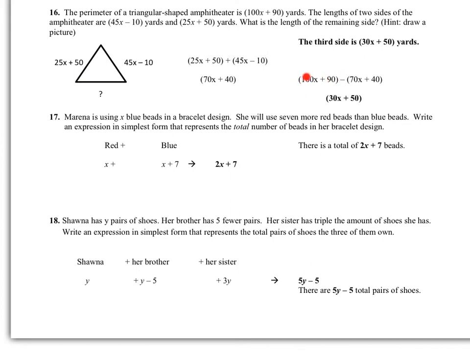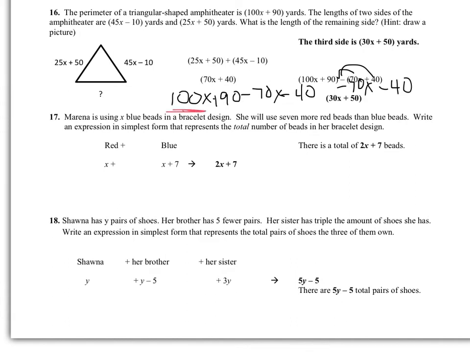We have our perimeter minus these sides. So I'm going to subtract it. Now the biggest thing I have to remember is I have to distribute that negative through. So negative times 70x, and a negative times 40. So negative times 70x is a negative 70x. Negative times positive 40, minus 40. So the problem that we have there is 100x plus 90 minus 70x minus 40.